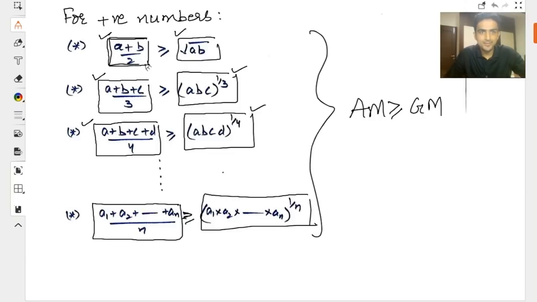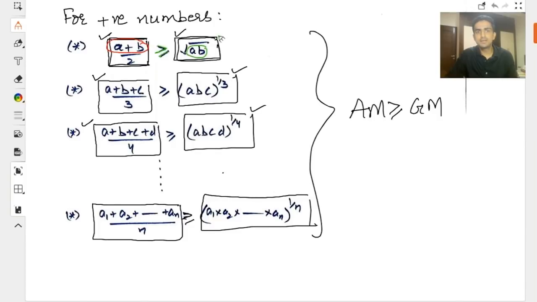If I talk about the first point, AM is greater than equal to GM. Guys, in AM, sum is involved, and in GM, product is involved. Clearly, greater than equal to means this is the minimum value of this, because the left hand side is greater than equal to the right hand side. So from such an inequality we will get sum is greater than equal to something. So we will get the minimum value of sum.